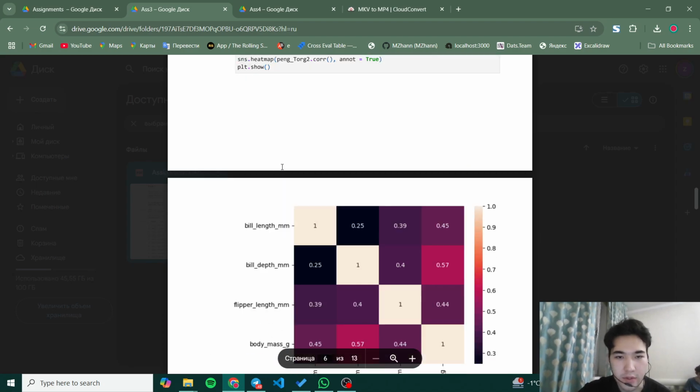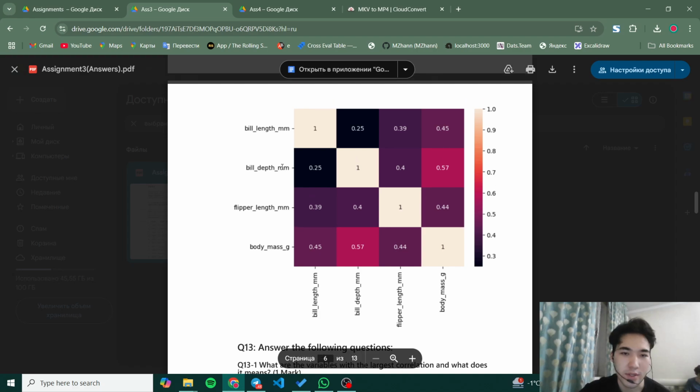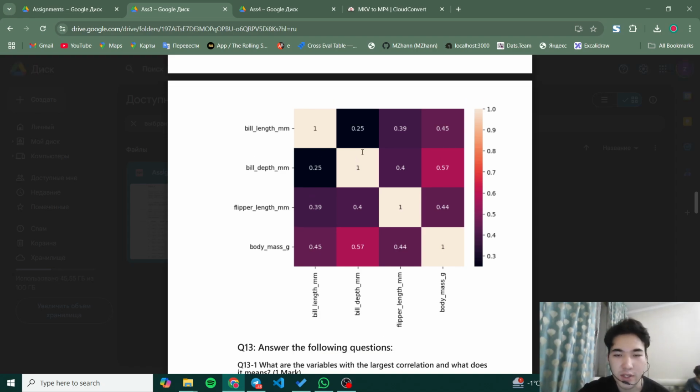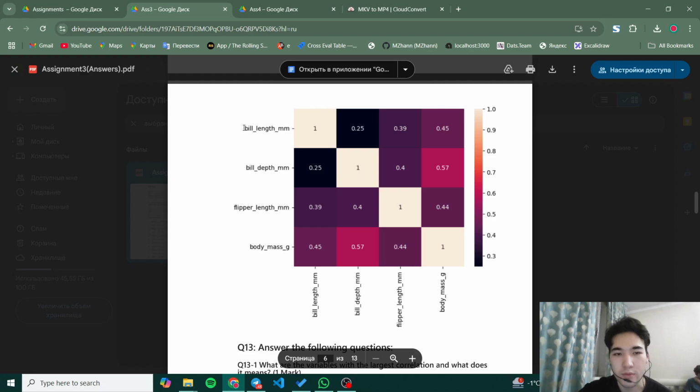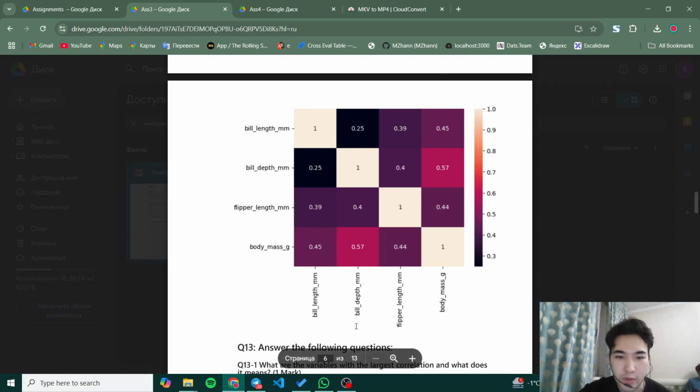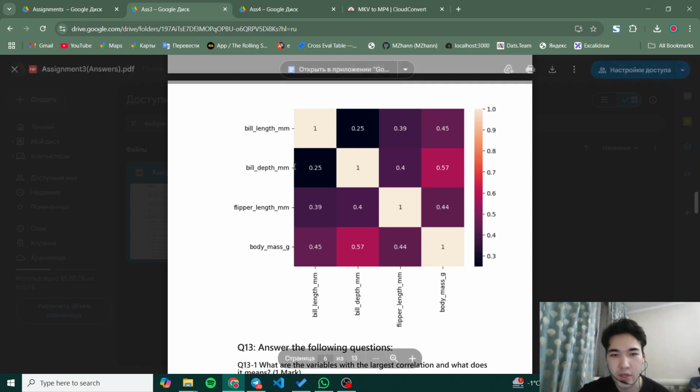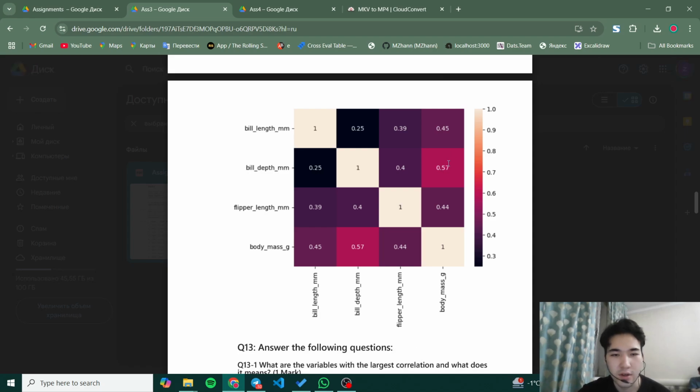Then here I have the question, what is this and what is correlation? The answer is that correlation is the relationship between two columns. For example, the relationship between bill length mm and bill length mm itself is 1, because they're perfectly related. Second, we see a very high relation between bill depth mm and body mass. Students have to answer that correlation is the relationship between two columns, and that bill depth and body mass have a higher relationship value.